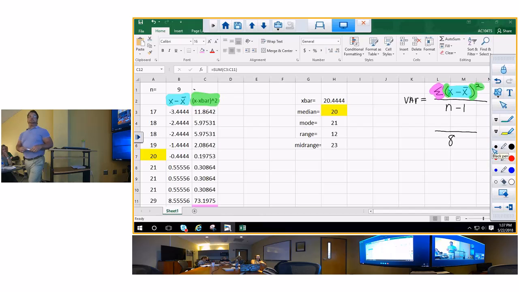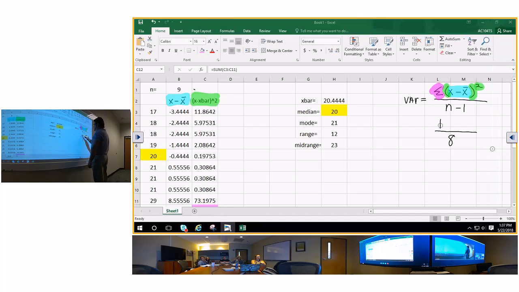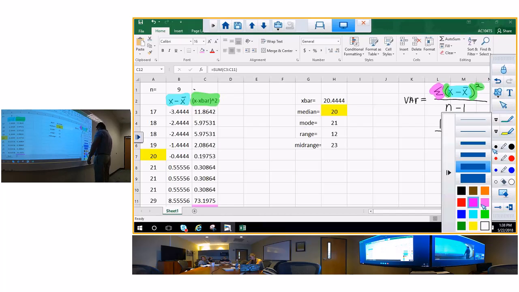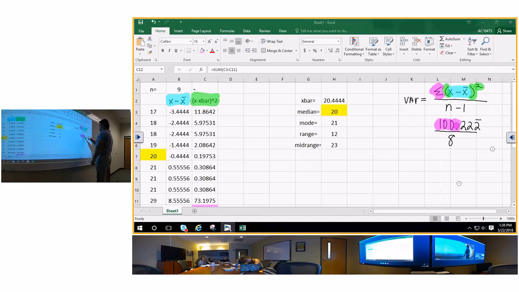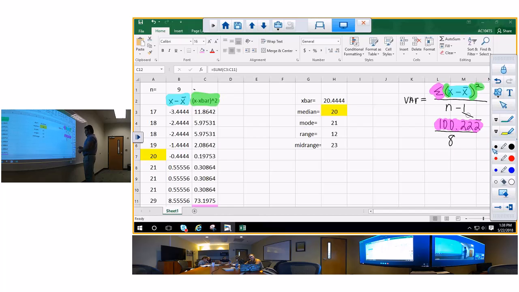All right, so we're going to take our handy dandy highlighter over here, and I'm going to put 100.22 and color that. I already did N minus 1 for y'all, so all you have to do now is take 100.22 and divide by 8. Somebody do that for me and give me 3 or 4 digits.